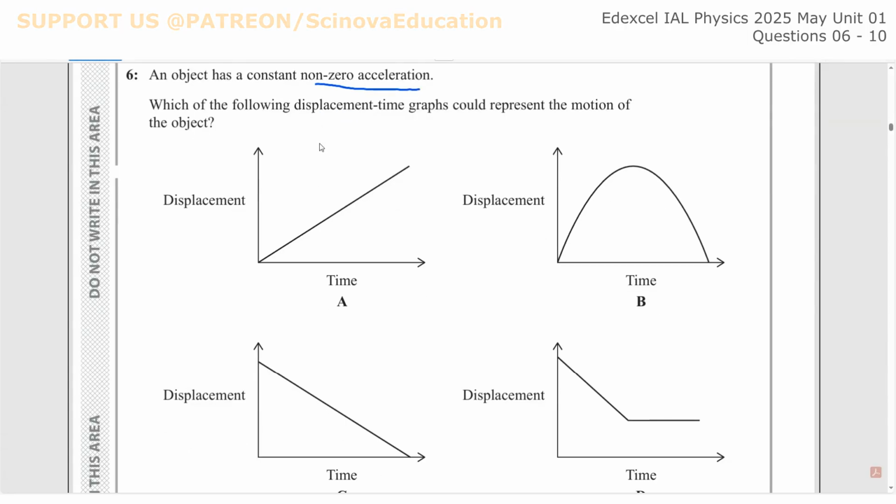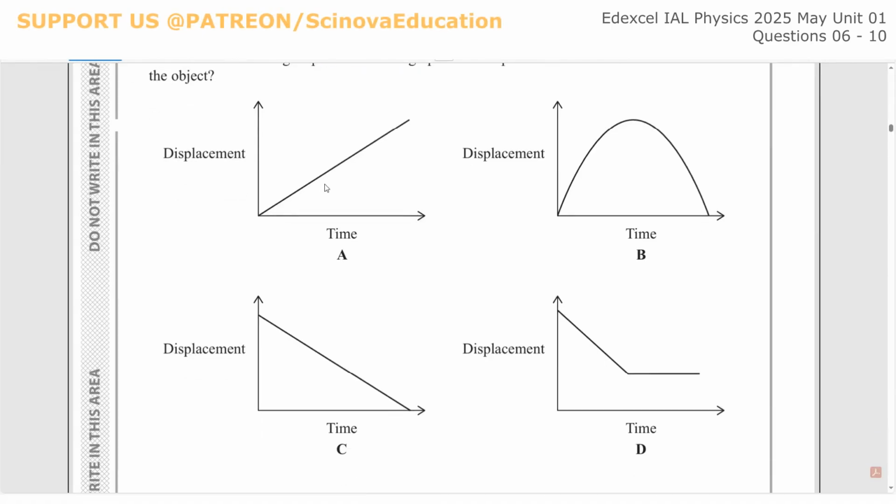You should remember that gradient of displacement time graph represents velocity. In the graphs A, C, and D, we have straight lines, which suggests that gradient of each graph is constant. Therefore, the velocity of the objects which are represented by options A, C, and D are constants.